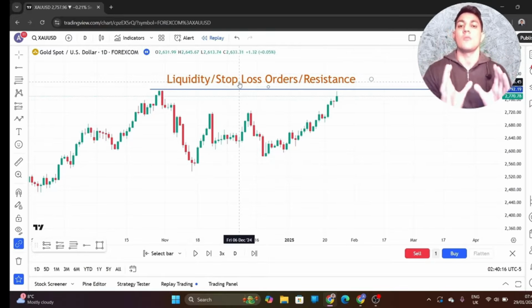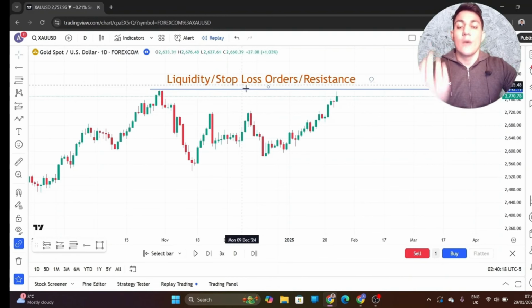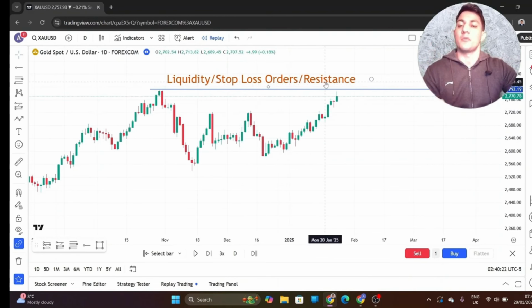It's just resting stop loss orders. And the way that we know that stop loss orders are going to be there is because there are traders who still trade support and resistance, right? There are still traders who trade support and resistance.